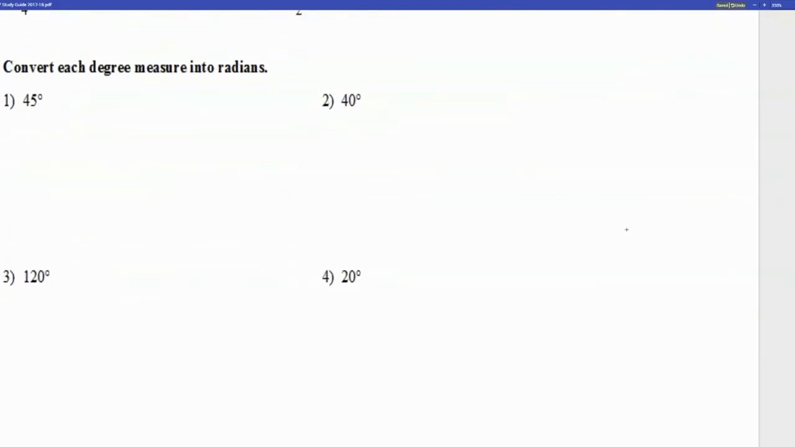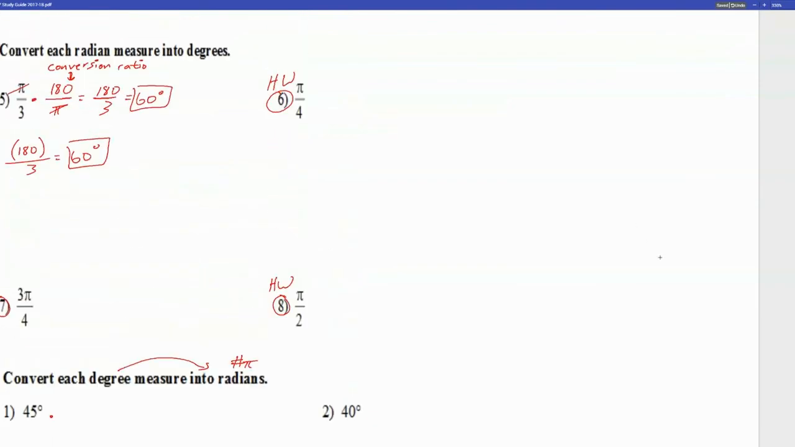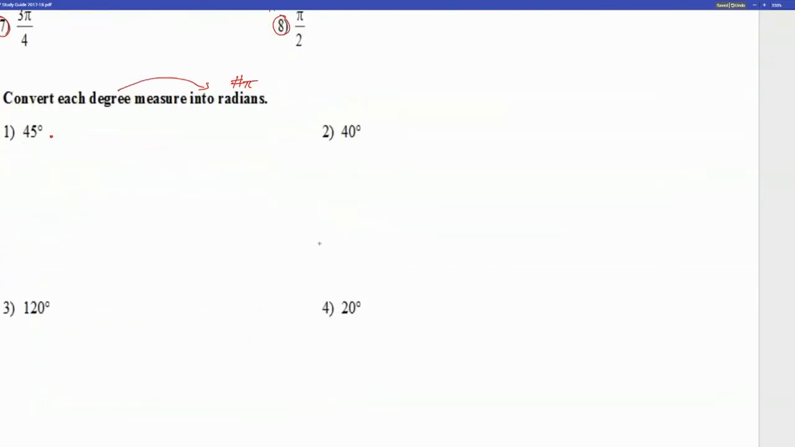All right, so this is the one that a lot of kids have issues with. We are converting from degrees into radians. That means we're going from degrees to some number or fraction with pi, okay? Now, remember the conversion ratio that we used up here was 180 over pi. Well, now it's going to be flipped because we're going the other way with it. So it's going to be pi over 180. So when you do that, you're going to get 45 times the pi all over 180.